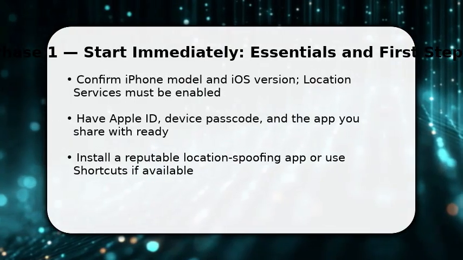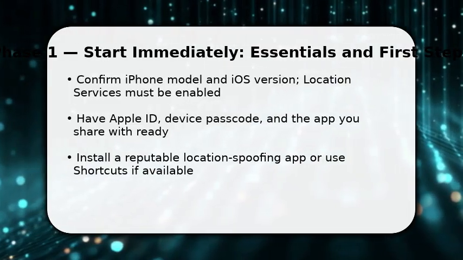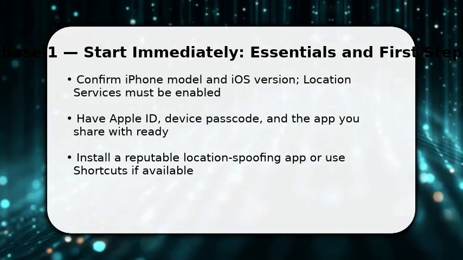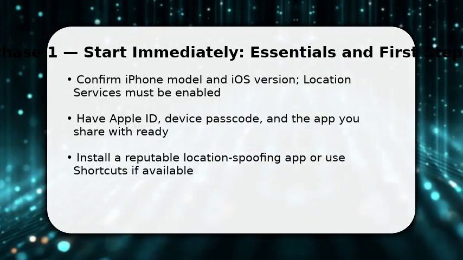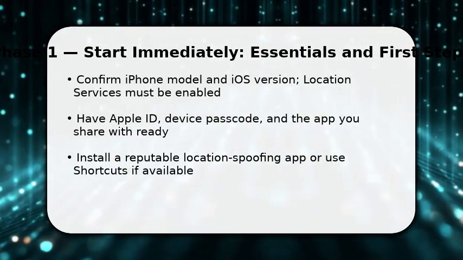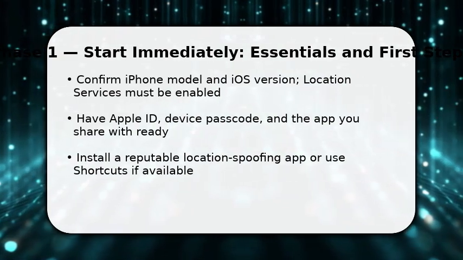You need app permissions. Once done, install a trusted location spoofing tool or open shortcuts to prepare a simulated location routine. Make sure the app you'll fake location to is installed and allowed background location. This avoids interruptions when you start sharing your new live position.